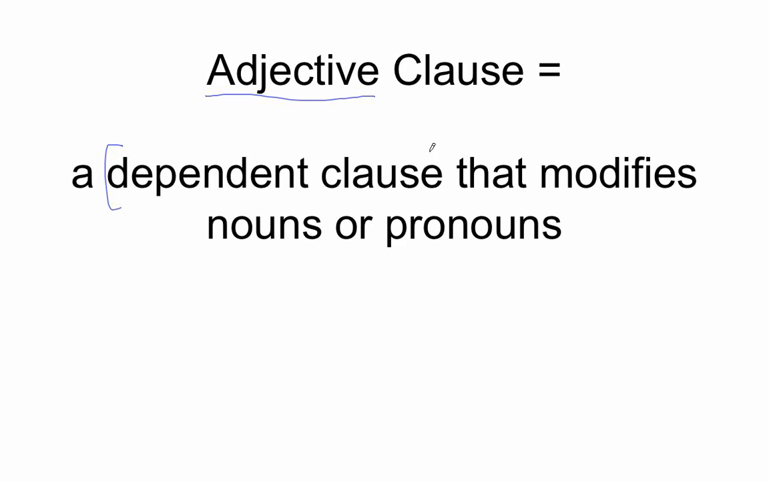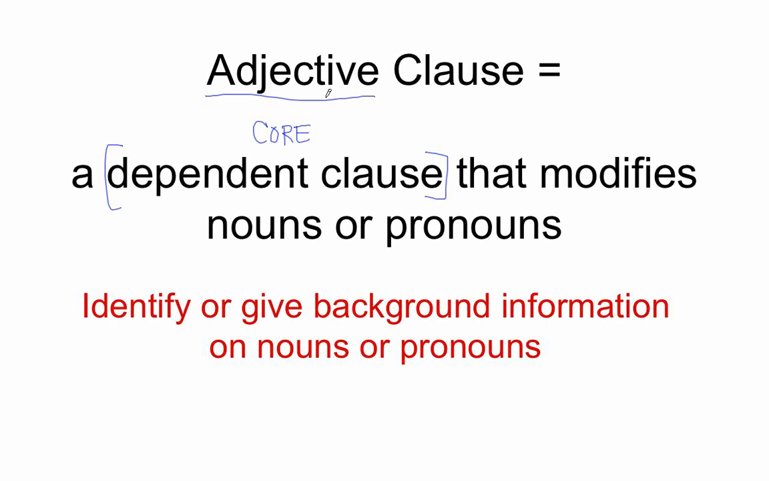Now again, a dependent clause is a clause that needs to latch on to a core sentence, which is why in the examples that we will be taking a look at, we will find, of course, first the core sentence and then the adjective clause that attaches to it, and we will take a look at what exactly it modifies. So the purpose of adjective clauses is to identify or give background information on nouns or pronouns.